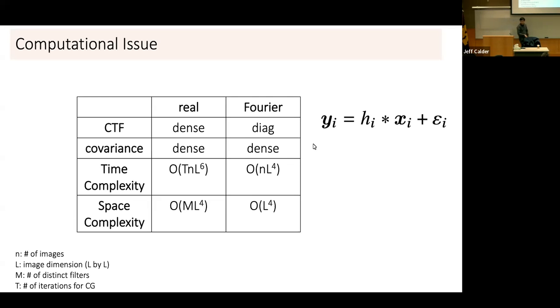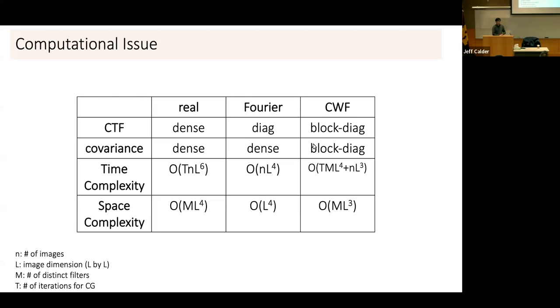So the time complexity of this covariance matrix estimation can be extremely high, both in real space and Fourier space. In Fourier space, the convolution can be represented as a diagonal operator, but it can still be slow because the covariance matrix is still quite dense. Some other works represent the images in the Fourier Bessel basis, which enables a block diagonal representation of the covariance matrix and the CTF filter, which in some cases reduces the space and time complexity.